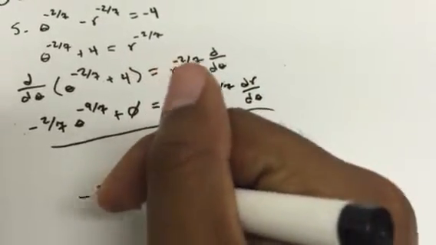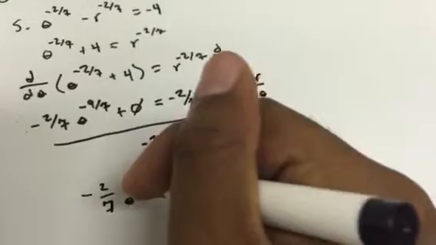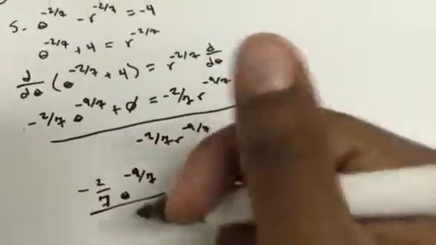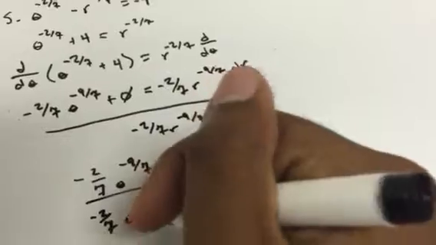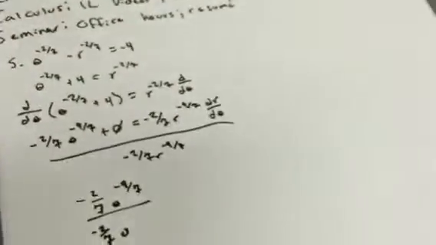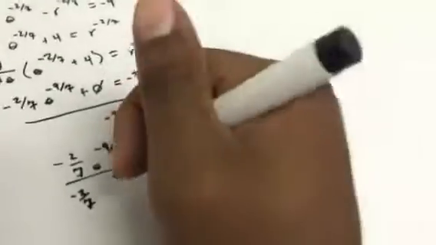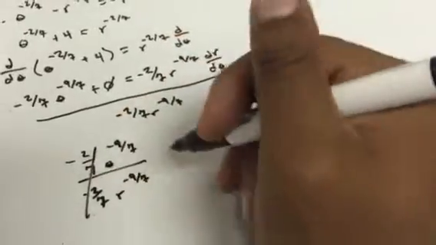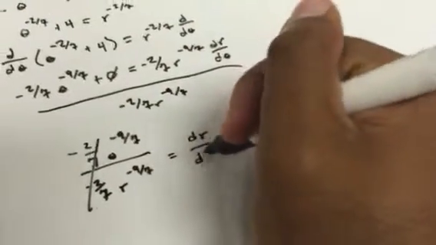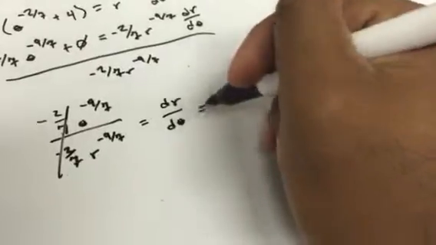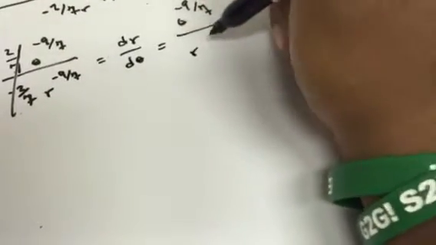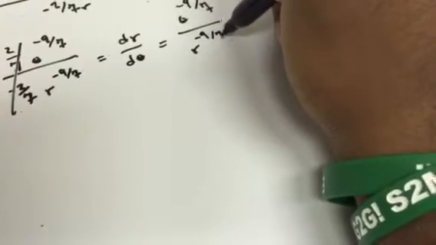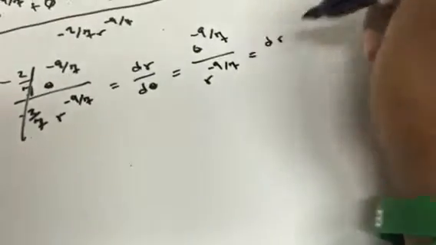And we are left with negative 2/7 theta to the negative 9/7 over negative 2/7 r to the negative 9/7. This will cancel out, equals dr/dtheta. And just to make it clean, we're left with theta to the negative 9 over 7 over r to the negative 9 over 7 equals dr/dtheta.